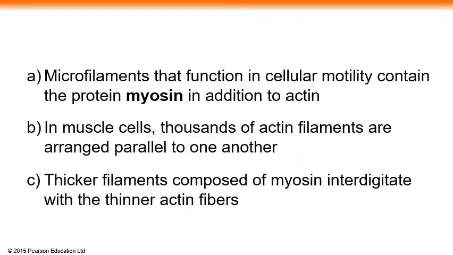Microfilaments that function in cellular motility contain the protein myosin in addition to actin filaments. In muscle cells, thousands of actin filaments are arranged parallel to one another. Thicker filaments composed of myosin interdigitate with the thinner actin fibers.